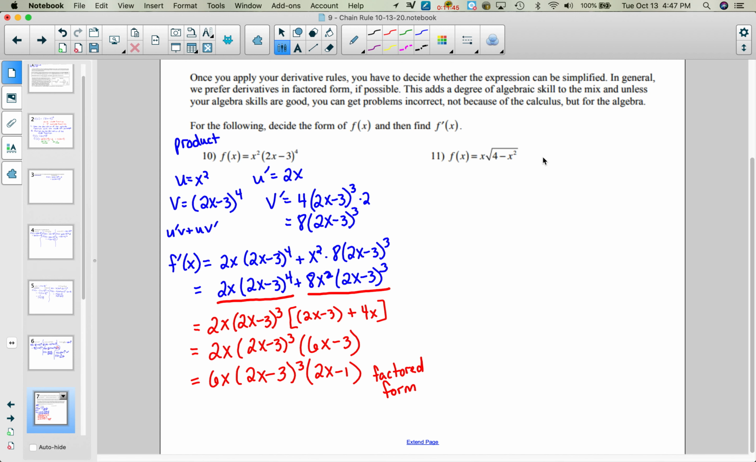All right, so the next one, we have also the product rule. But first I'm going to rewrite this as x times 4 minus x squared to the 1/2 power. So this is u and this is v. Actually, I have another way that I do this too. I'll stick with this though. So u prime is 1 and v prime is 1/2 times 4 minus x squared to the negative 1/2 times the derivative of what's inside, which is going to be a negative 2x. So my 2's cancel.